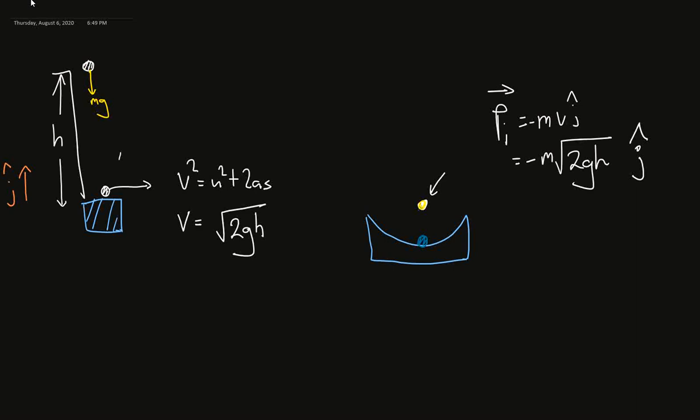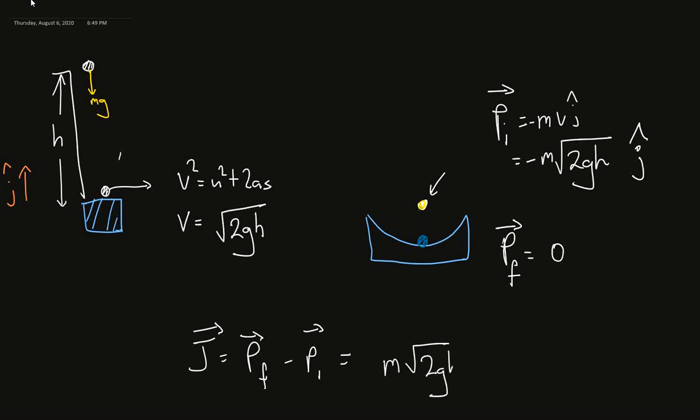Well, finally the body comes to rest after 0.5 seconds, so that P final is just 0, in which case the impulse acting on the body in the 0.5 seconds is just Pf minus Pi, which is m root 2gh j hat. So the impulse acts towards the positive y-axis direction.